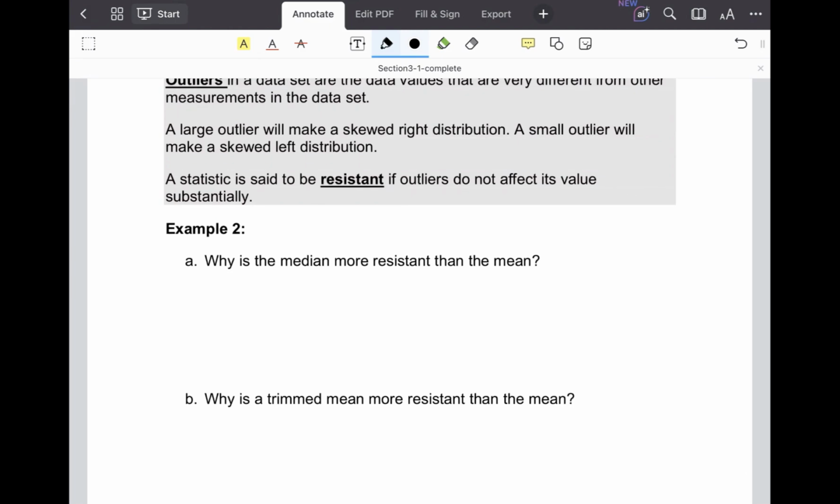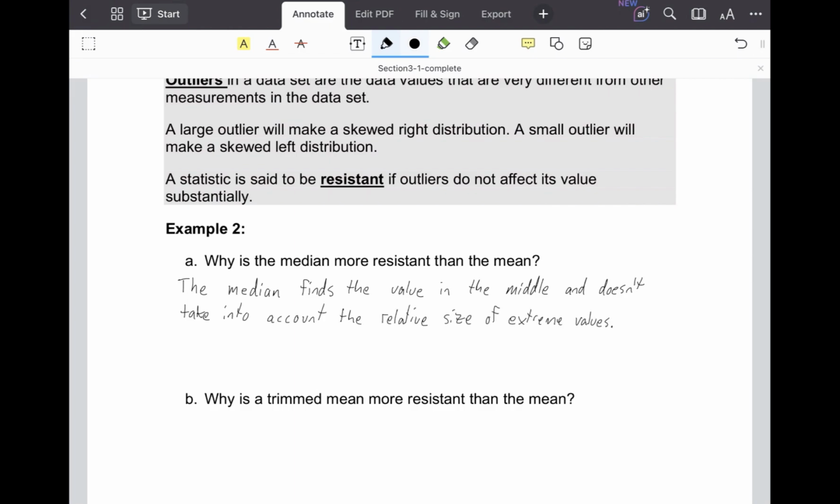Why is the median more resistant than the mean? The way that you find the median makes it more resistant. Those large values and those small values, you don't take into account their magnitude. You just take into account their position. So those extreme values don't have as much effect. Let me write that in a sentence here. Okay, so there's a good sentence. Median is more resistant than the mean.